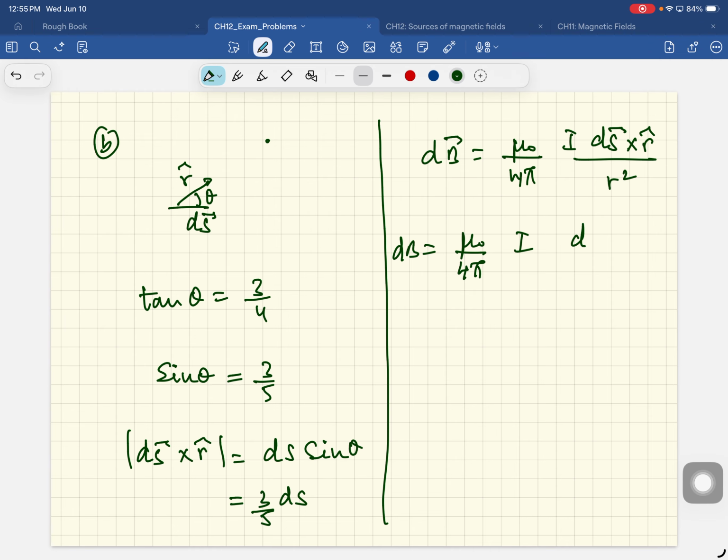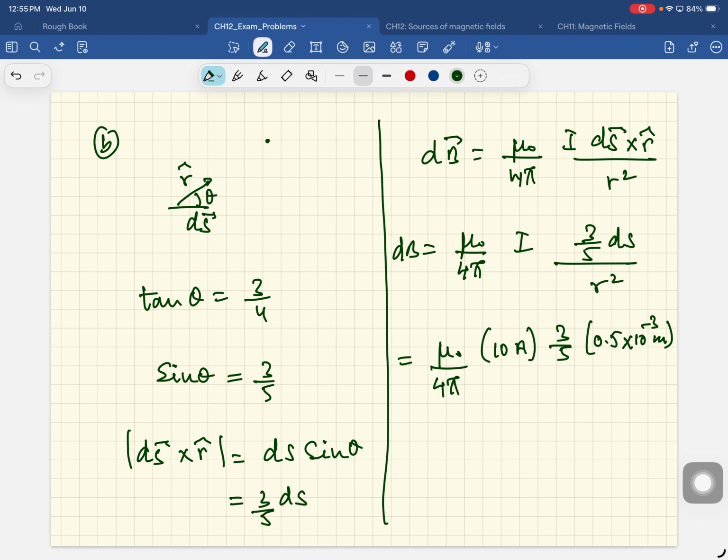Okay, let me calculate. So we'll call this 1, 2, 3, 4. Field due to 1 is equal to field due to 3, equal to 0. Now let's calculate field due to 2. You guys understand the notation? Okay. All right, so we'll call this ds. Here's r hat. Okay. So field dB2.